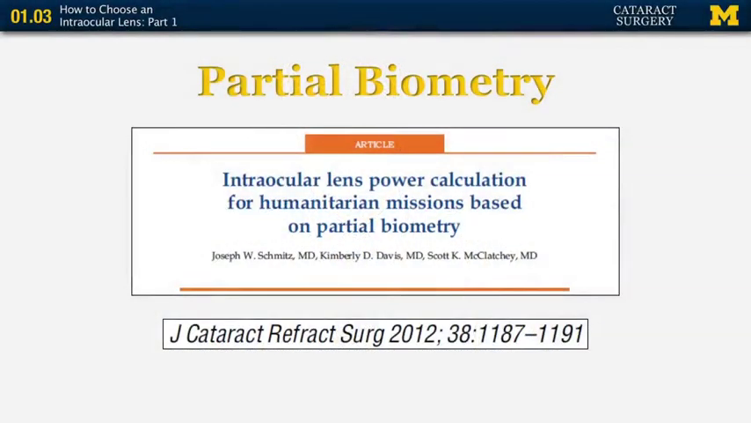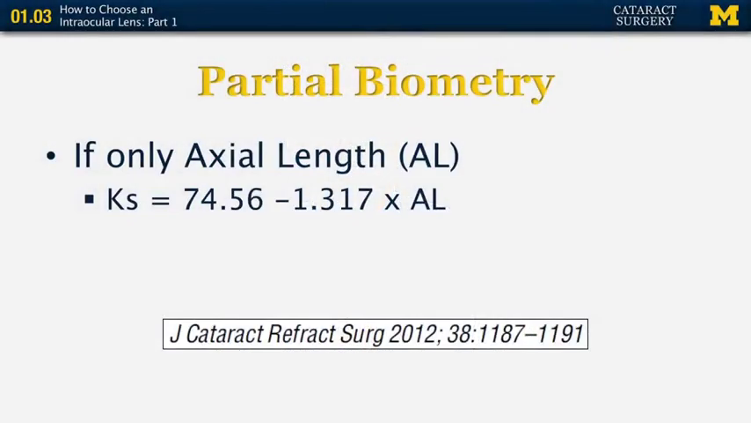If you have partial biometry measurements, so you're entering a country and they take away one of your units, what do you do? There was a nice paper that came out in 2012 by a group from the United States Navy. They do humanitarian missions, and apparently they've run into the same problem because they published a paper that looked at this particular question. They found that if you only have axial lengths, so you don't have a keratometer, you take 1.3 times the axial length and add 75 to it, and you use that number instead of your K's. That works better than just guessing.